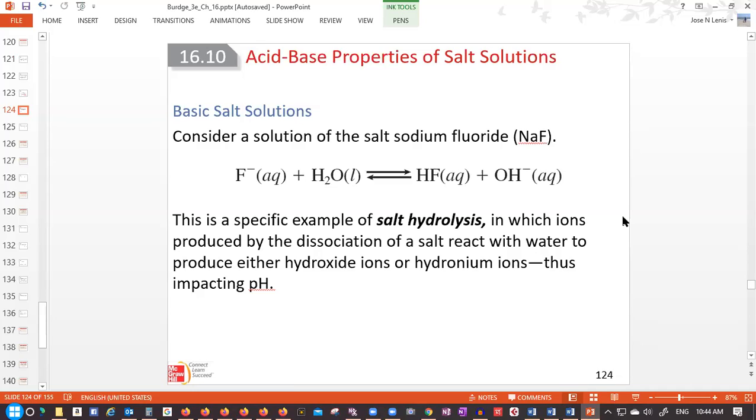Sodium fluoride. It's a salt. The question is, what is the nature of this salt? When we dissolve this salt in water, what kind of solution is it going to make? Acidic solution, neutral, or basic solution? And we need to do the analysis. We need to think, where is this salt coming from? So what do you think? What base and what acid are making this salt?